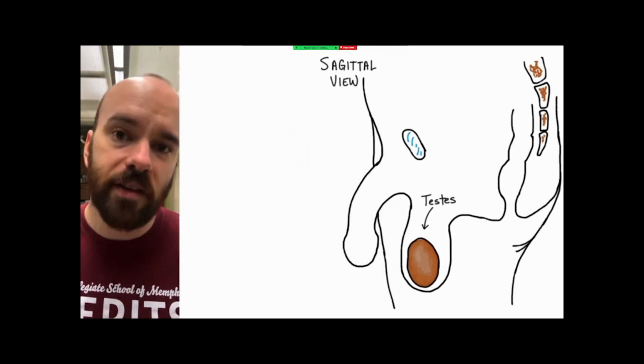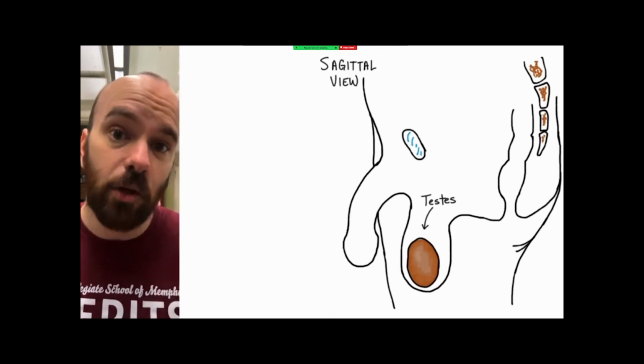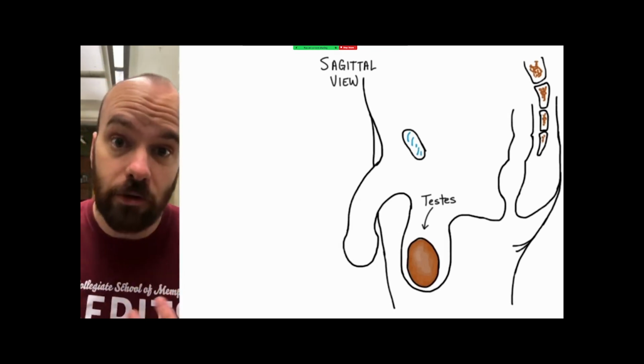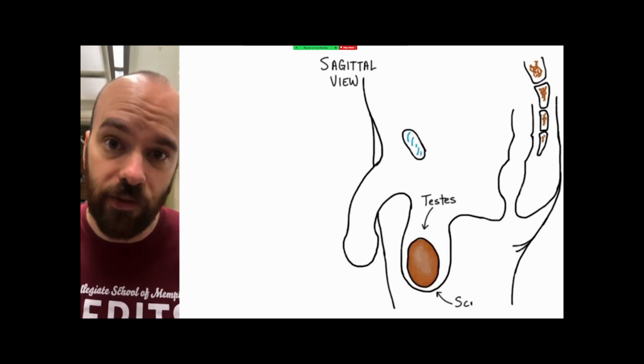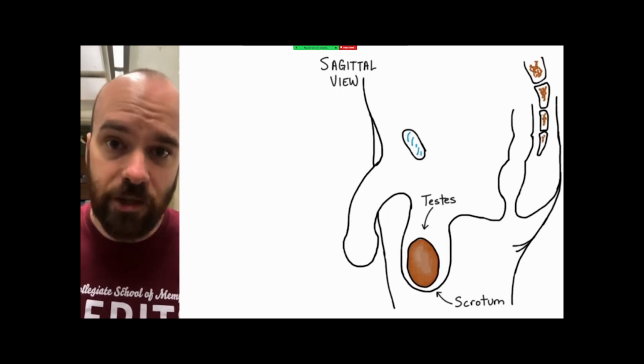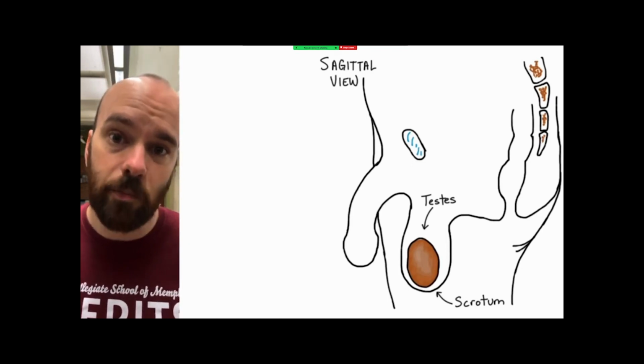Now, this process of spermatogenesis, or the production of sperm cells, takes place at a slightly lower temperature than the body's normal internal temperature. And because of that, the testes must hang outside of the body in a sac called the scrotum. The scrotum is essentially a patch of skin that's going to help regulate the temperature of the testes to maximize sperm cell production.